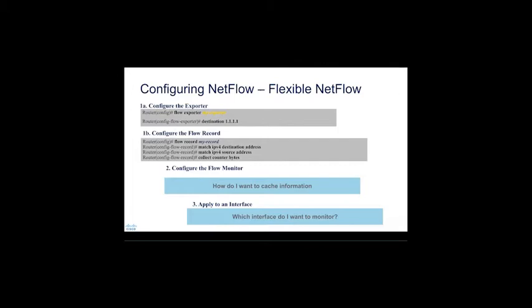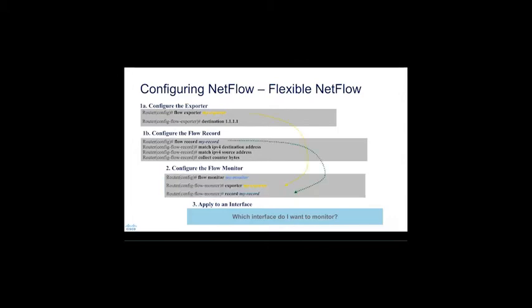Once we have our exporter and flow record configured, we then are going to join them into the flow monitor. So the flow monitor is basically just taking those 2 components and putting them together so that we have one element to work with on an interface by interface basis. So here you can see that we have flow monitor, give it a name, and we enter and tell it what exporter and what record should be part of that flow monitor.